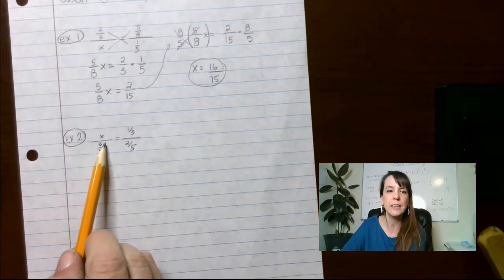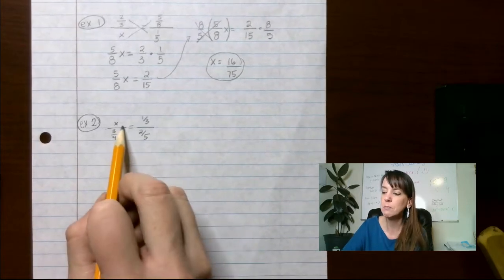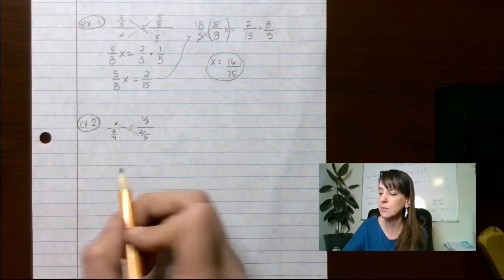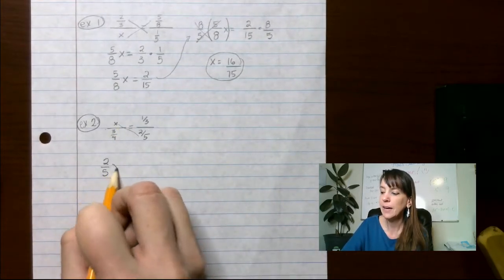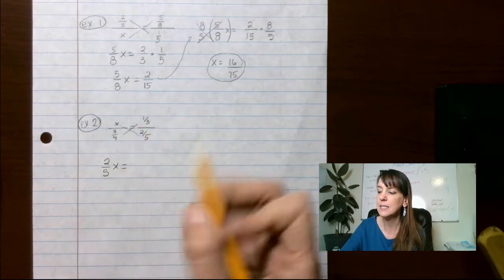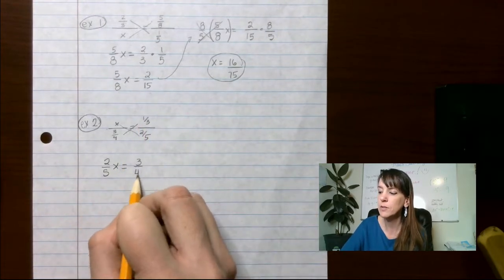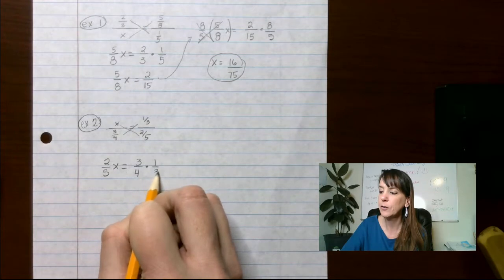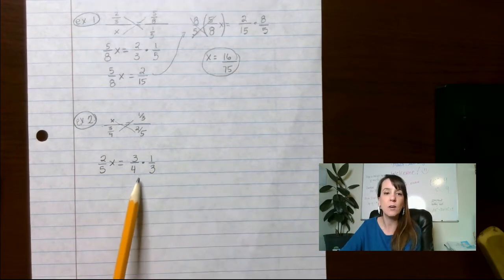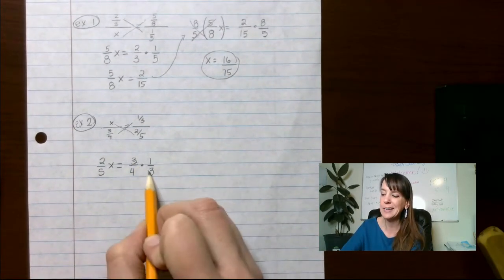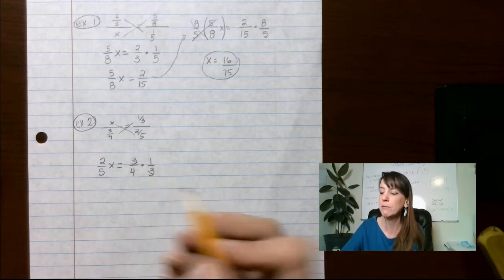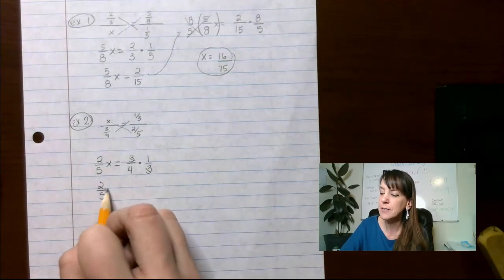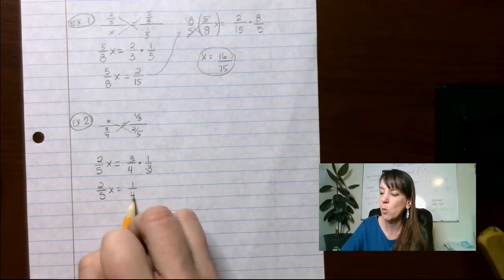Okay, so taking a look here again, just one more time, we're going to cross multiply. This times this gives me 2/5 x equals this times this, and I'm going to write that down. 3/4 times 1/3. Now here, it looks like I can cross cancel those guys. So I end up with 1/4. So 2/5 x equals 1/4.